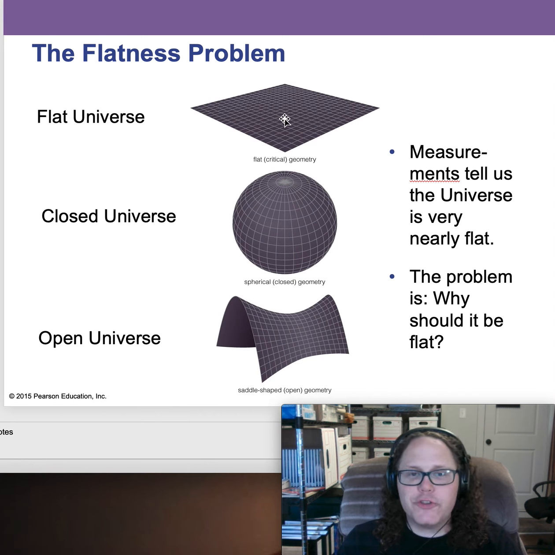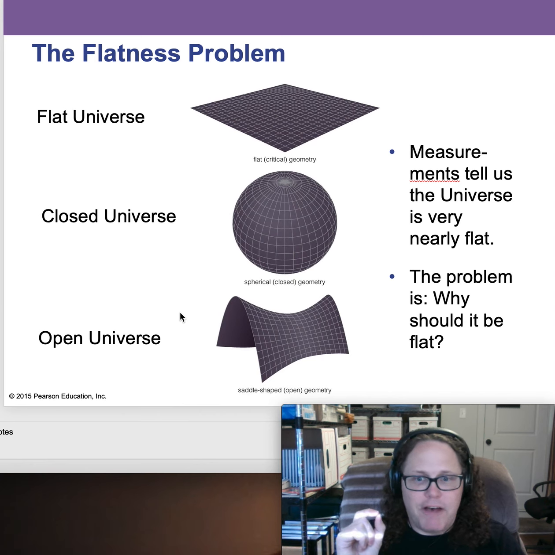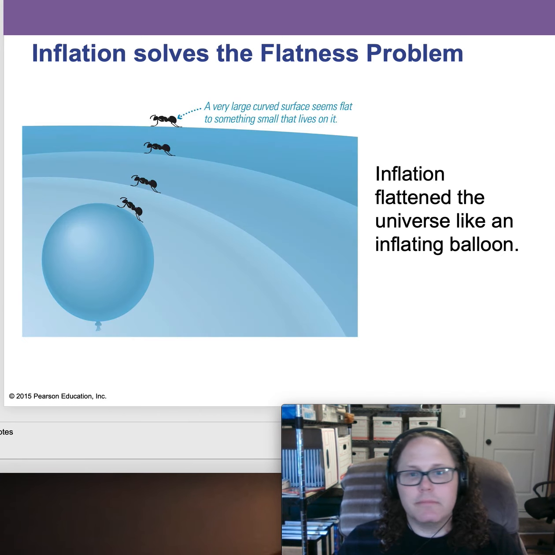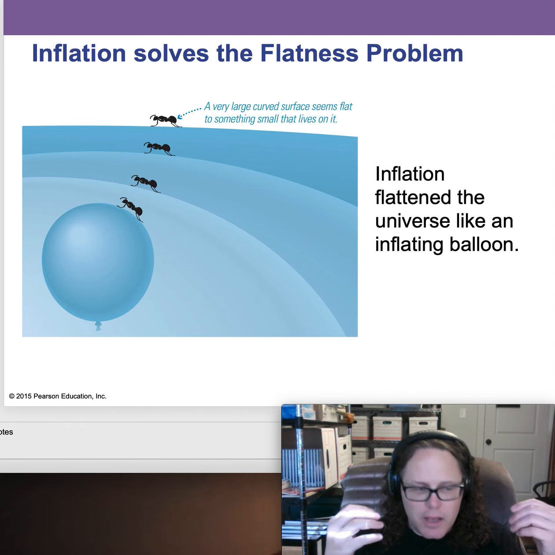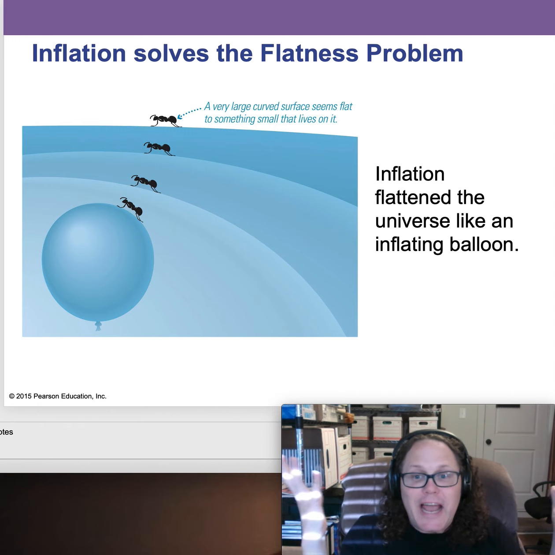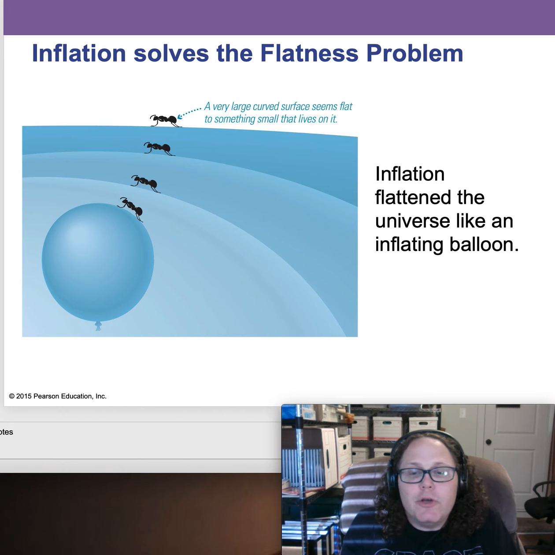Well, why should the universe be flat? The Big Bang hypothesis said it could be any geometry at all. In fact, the conditions in the early universe would have to be really fine-tuned to make the universe flat, according to the original Big Bang hypothesis. But with inflation, the universe could be any geometry at all, and when you inflate it, it flattens out. It's like blowing up a balloon.